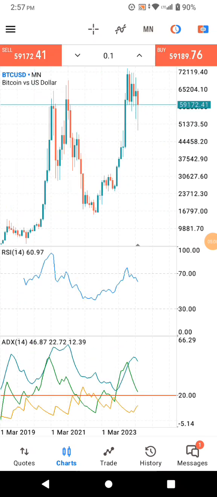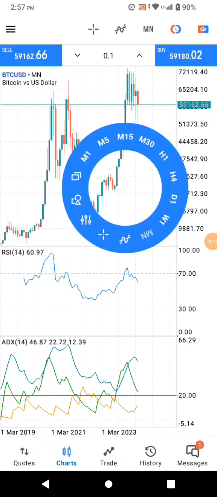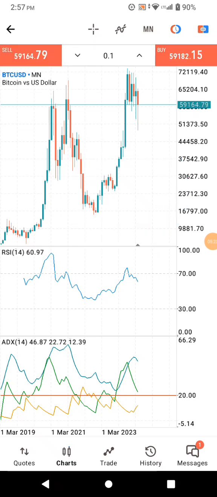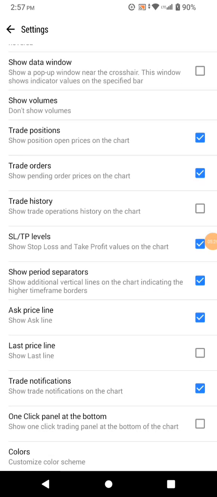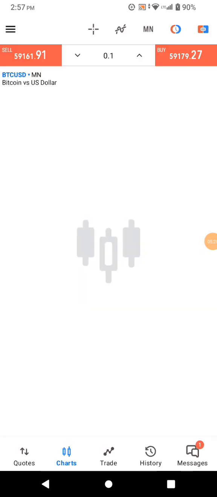I have not added period separators. I also use period separators. Let me add period separators. You press on the screen, come to these 3 arrows, the 3 lines with circles inside them. Press this one, come to show period separators. Do that, then you're done.